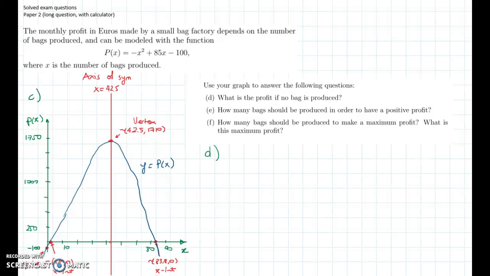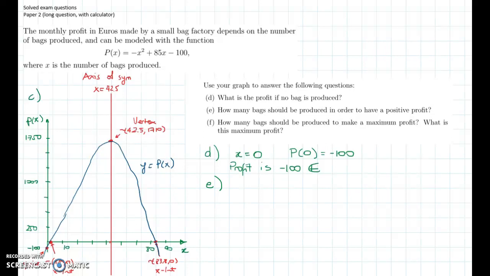It's asking what is the profit if no bug is produced. So if no bug is produced, that means that the number of bugs produced, x, is equal to 0. So we are trying to find what is the profit for x equal to 0, so we are trying to find P of 0. And that we found already because that's the y coordinate of the y-intercept. It's minus 100. So the profit is actually a loss: minus 100 euros.